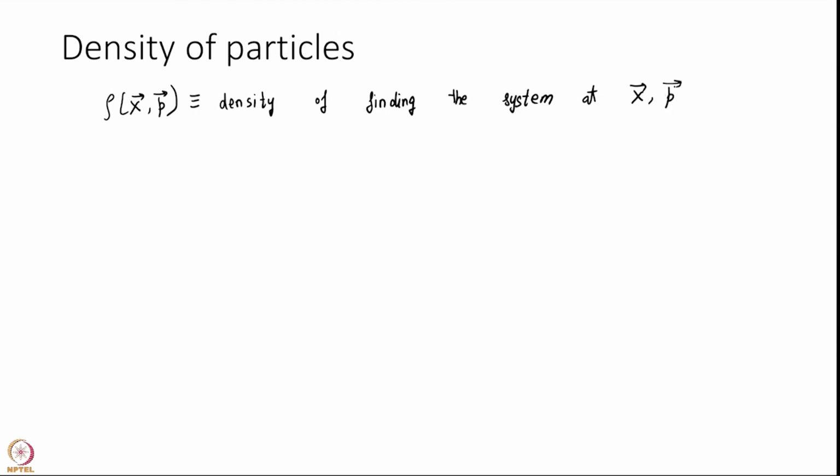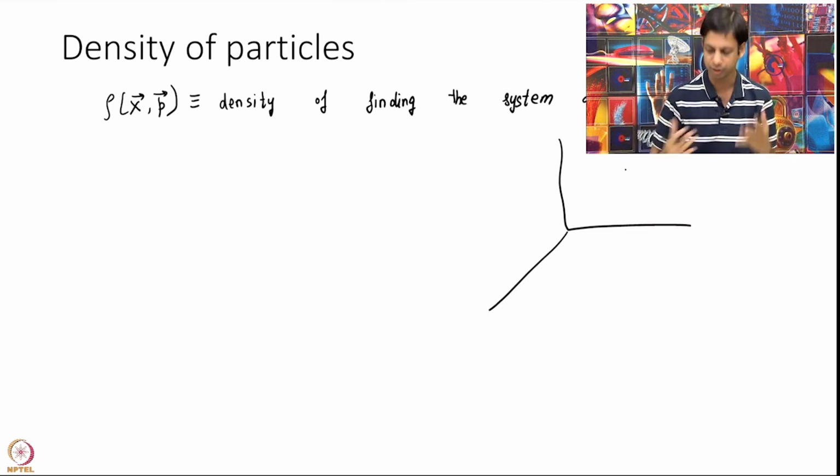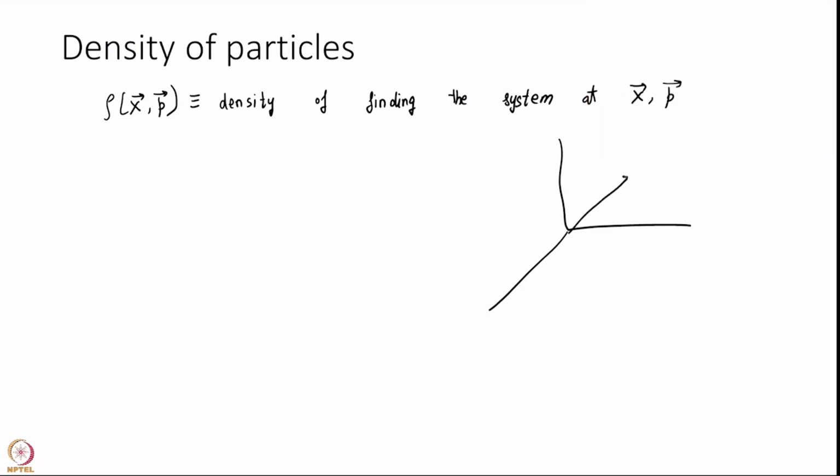So, the idea is that I am in some high dimensional space. I am drawing only 3 dimensions because that is what my limitation is. It is truly in 6 dimensions though. I have some point here which is x comma p, and I basically consider a small box here in 6 dimensions again, and I find what is the probability that my system is found in that little box of dimensions dx into dp.